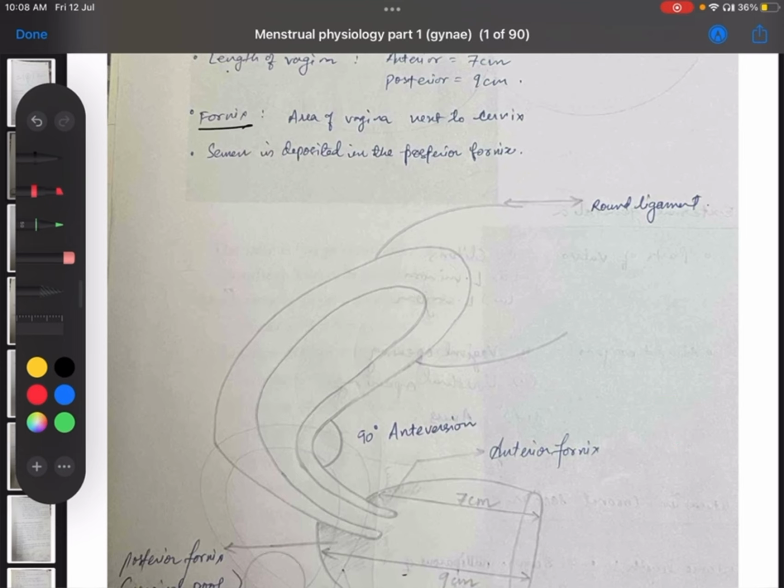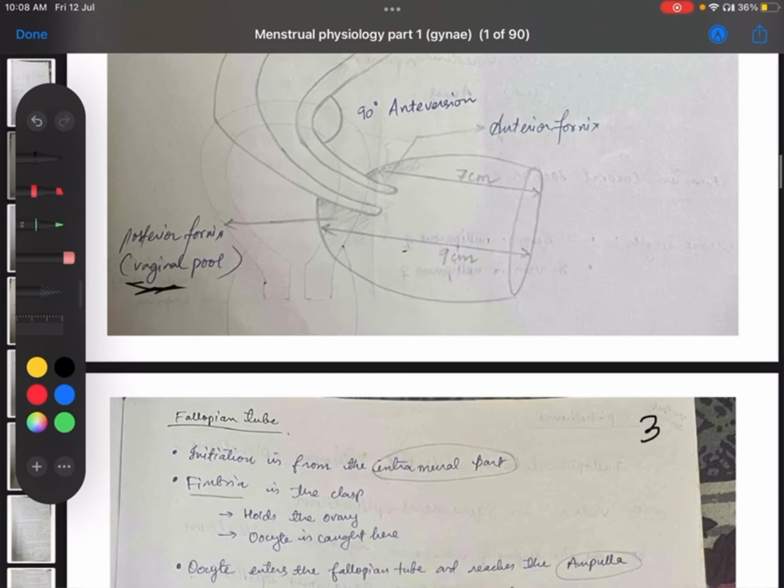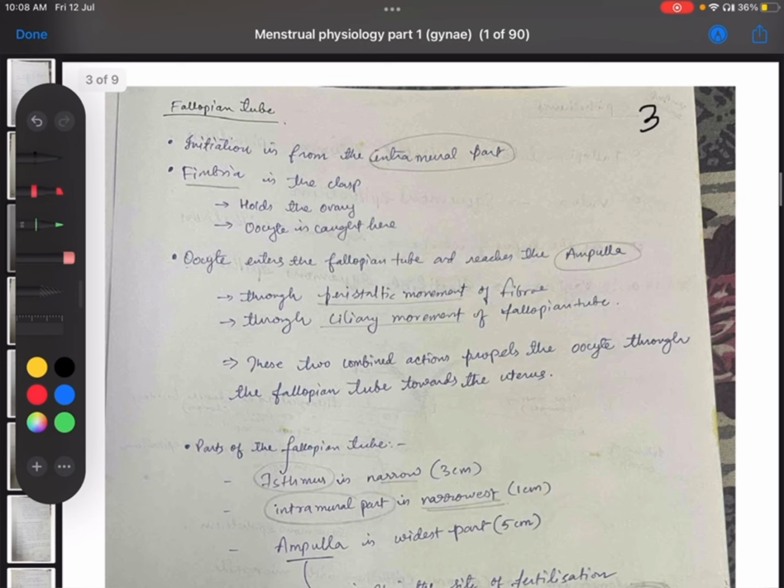Let's go to the next slide. Fallopian tube. What is the fallopian tube? You all know the oviduct is called the fallopian tube. It starts from the intramural part. This intramural part is a new term; we will discuss it later. The fimbriae are the clasp. You know what fimbriae are? They hold the ovary, and the oocyte is caught here. These are the basic things, so I'm not giving much stress. The oocyte enters the fallopian tube and reaches the ampulla.